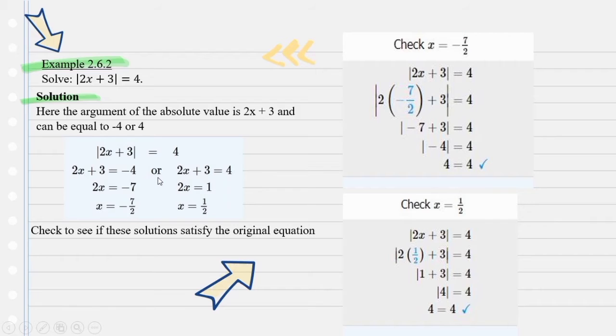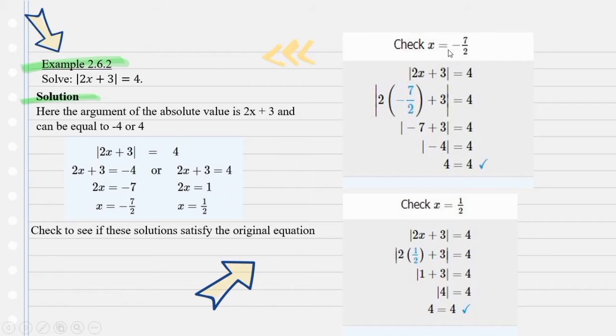For the second equation, subtract 3 on both sides. The left, subtract 3, and the right, subtract 3. After that, 2x equals 1, because 4 minus 3 equals 1. After that, divide by 2 on both sides. After that, x equals a half. Check to see if this solution satisfies the original equation.